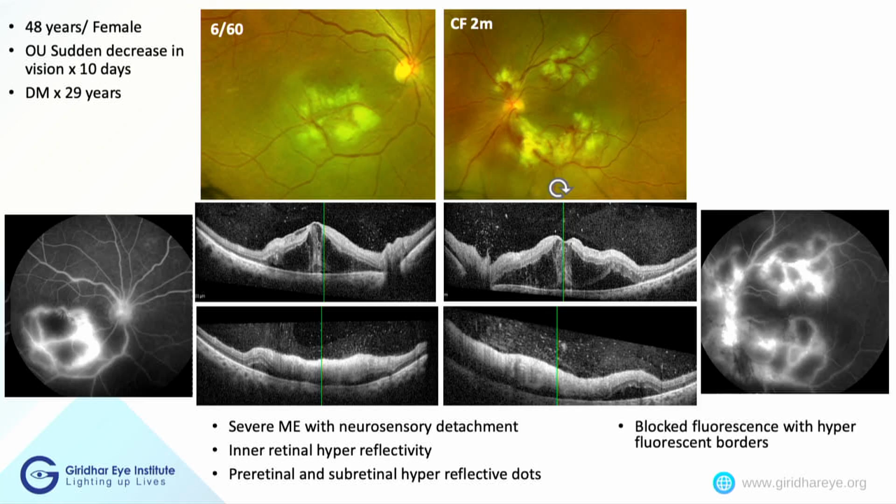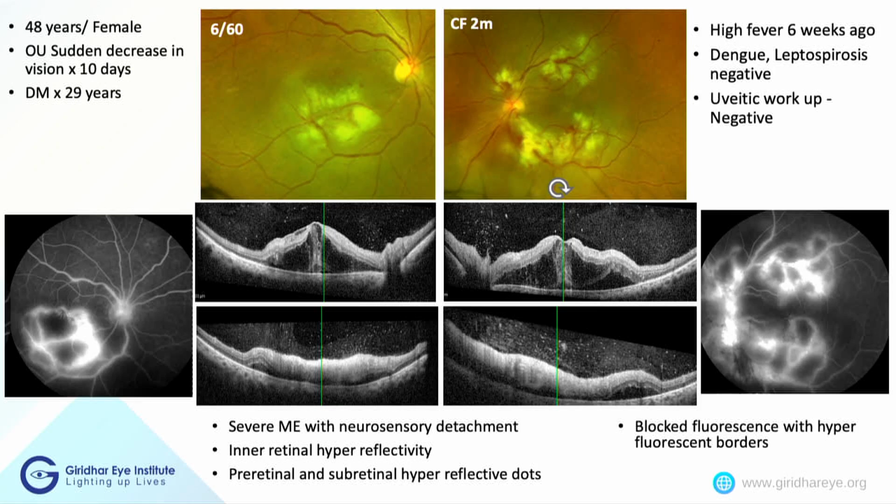So then we had the doubt, so we asked for the history again. She had fever, but dengue and leptospirosis were negative. Other uveitis workup was also negative. So this is post-fever retinitis.